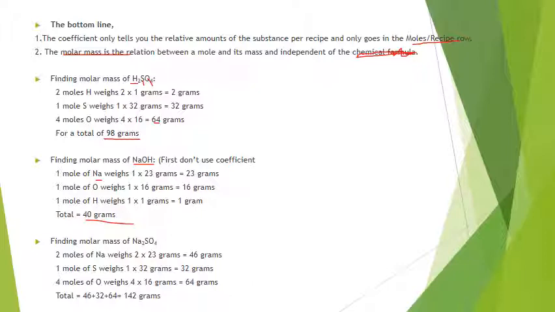And then sodium sulfate. There's 2 sodiums, so 2 times 23. Sulfur, 1 times 32. And 4 times 16 is 64. Add them all, and you get 142 grams per mole. Right, hopefully it's getting clearer to you.